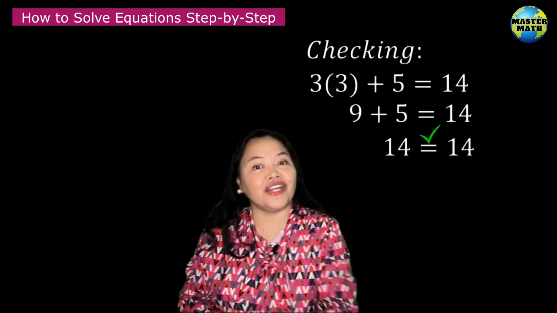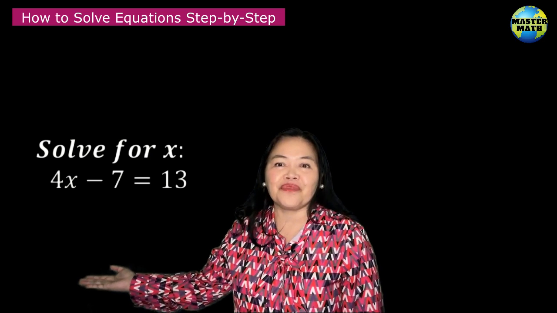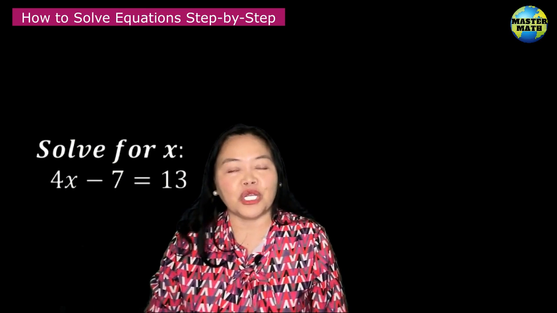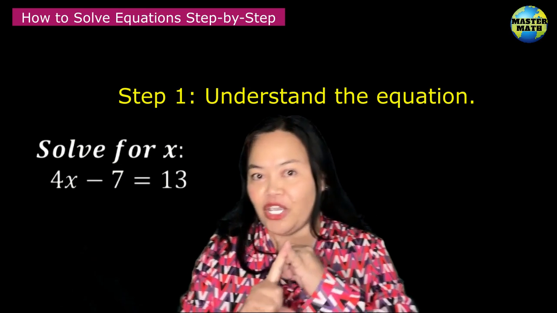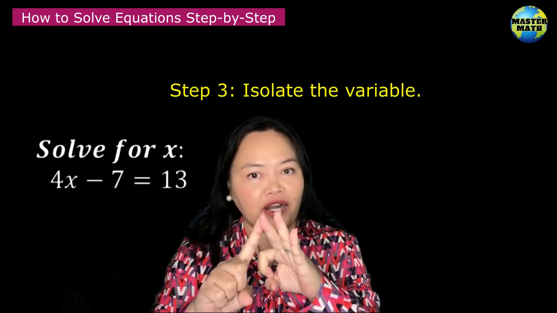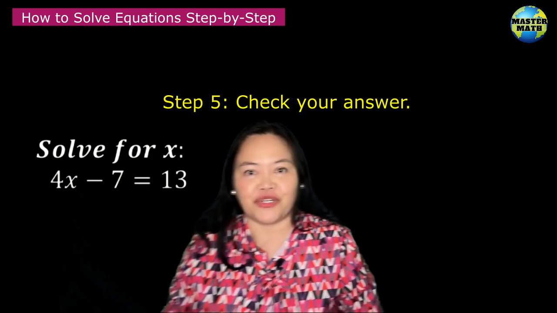Now it's your turn. Try solving this equation step by step. 4x minus 7 is equal to 13. Remember, you have to understand the equation, simplify if needed, isolate the variable, solve for x, and check your answer.